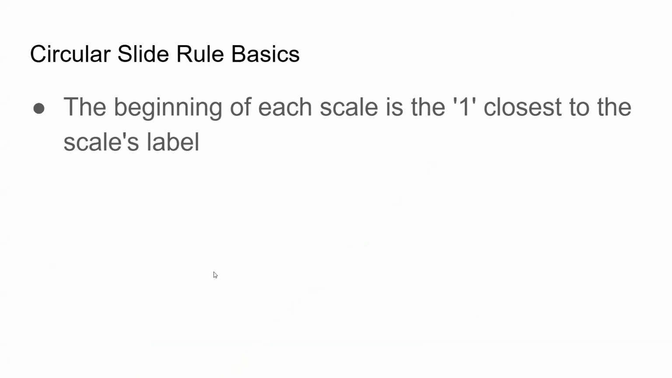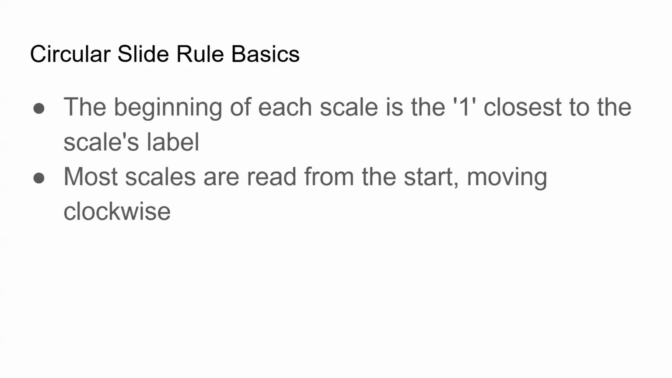First of all, the beginning of each scale is the digit 1 that's closest to the scale's label. So you may have more than one 1 on a scale, but the one that's by the letter of the scale, that's its name, is the beginning of that scale. And generally, we read from the start position, moving clockwise on the scale.